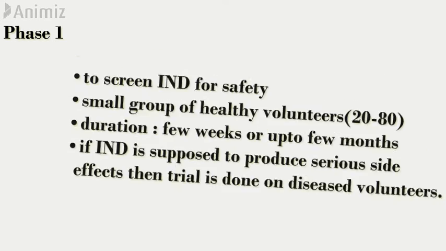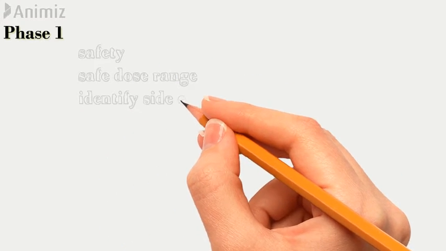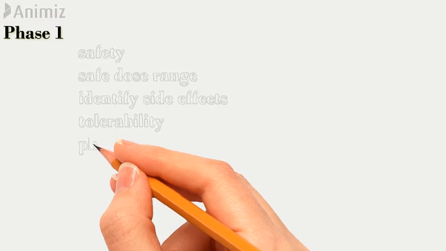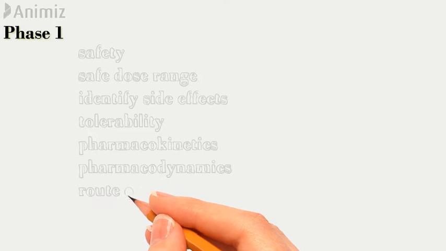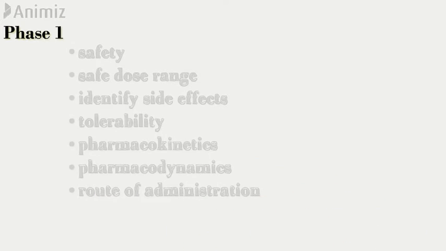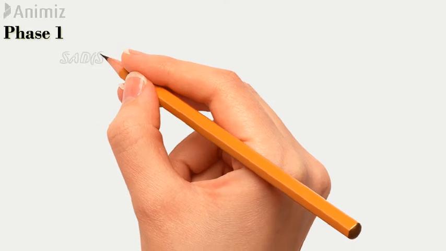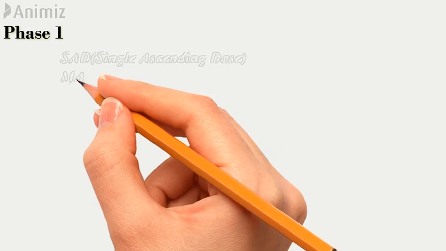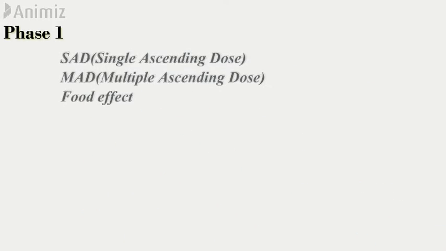And the purpose of this study is to determine safety and dosage. This phase includes determination of safe dose range, identify side effects, tolerability, pharmacokinetics, pharmacodynamics, route of administration, etc. And common types of studies in phase 1 are SAD or single ascending dose, MAD or multiple ascending dose, and food effect.